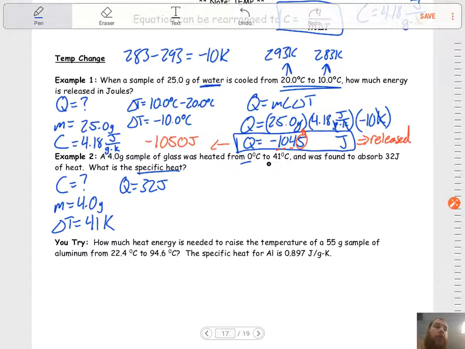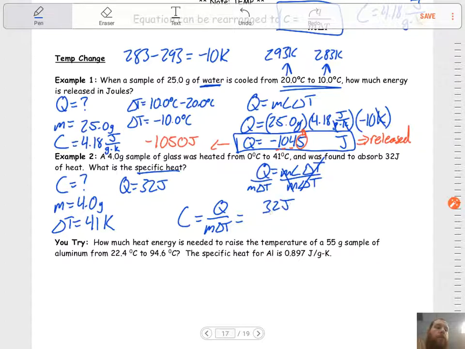So what I encourage you all to do, before you plug in any numbers, is solve for your unknown variable. So Q equals MC delta T is our normal formula. Now I'm looking for C. So how do I get C by itself? I'm going to divide by M and divide by delta T on both sides. The M's cancel out, the delta T's cancel out. So now I have C equals Q over M delta T. Now I can just plug in.